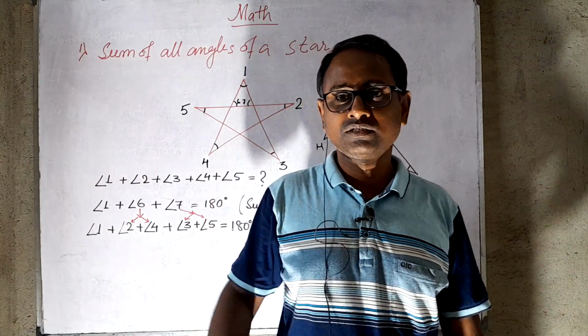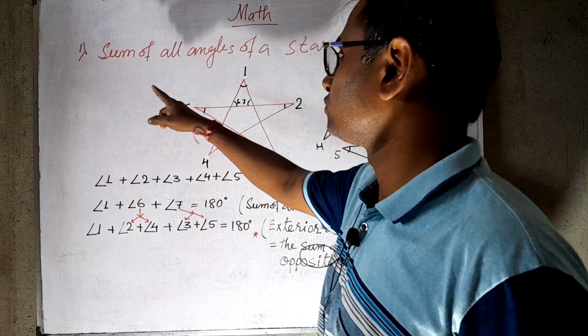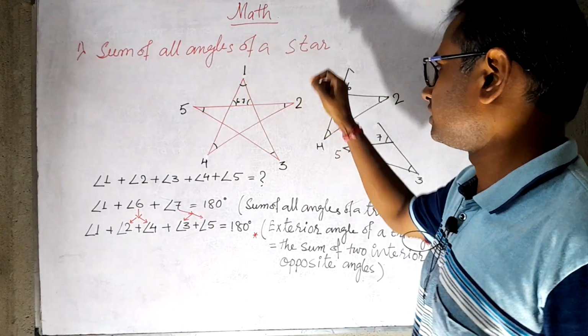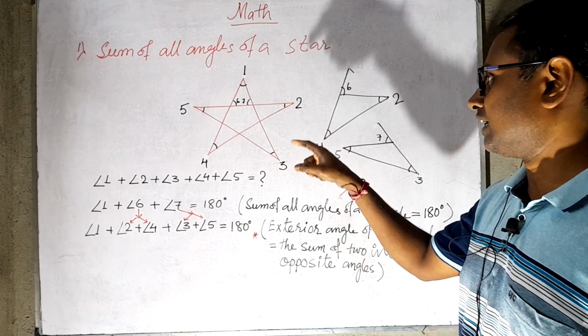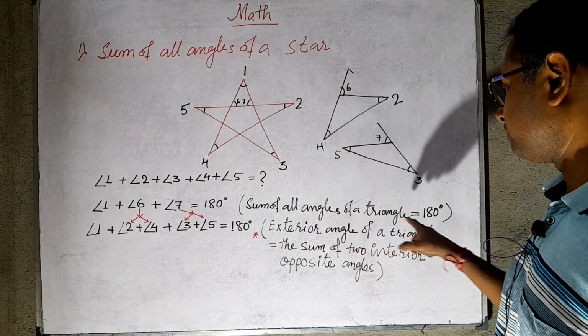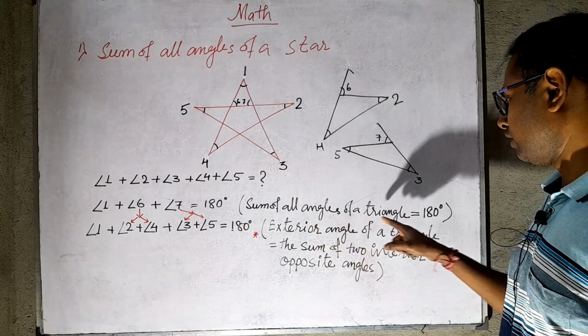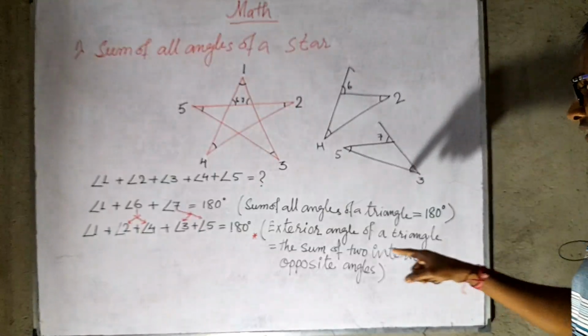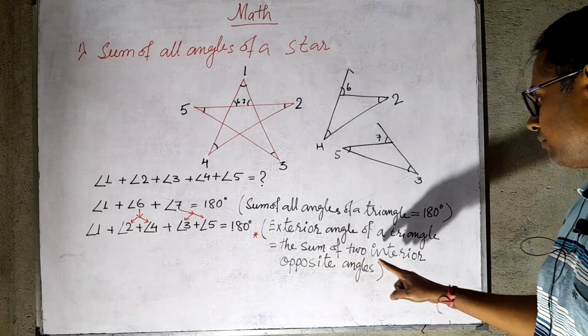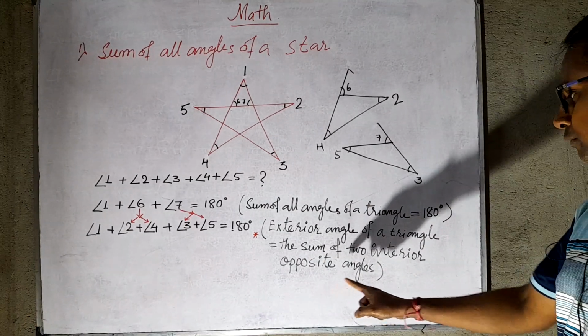Hey guys, today we are going to solve the sum of all angles of a star. For that we need a diagram and two properties of a triangle. The sum of all angles equals 180 degrees, and the exterior angle of a triangle is equal to the sum of two interior opposite angles.